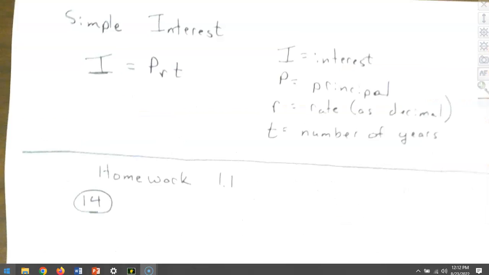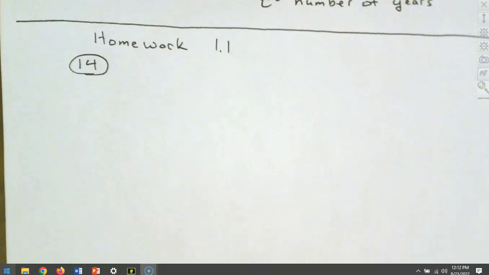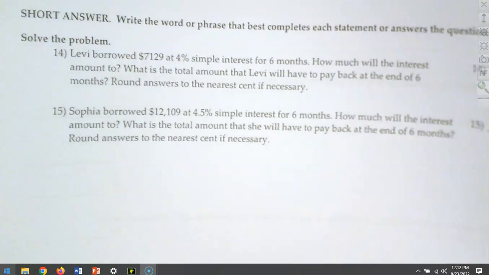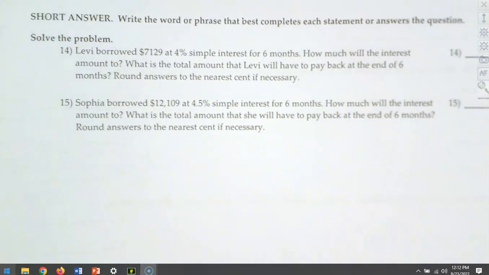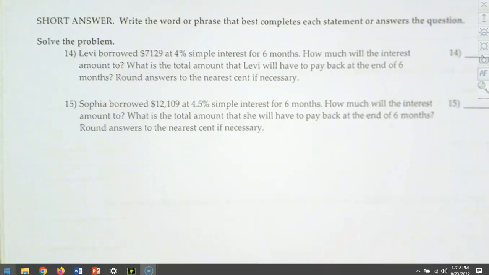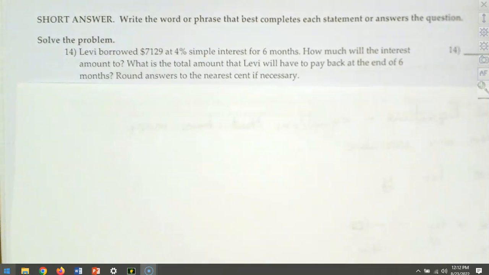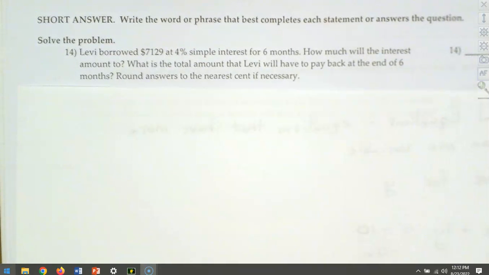So we're going to look at 1.1 homework. We're going to look at question 14. I'm going to read it. We're going to talk about it. We're going to solve it. And then you're going to use that to do 15. Now, where we need to be careful is with the years. T has to be in terms of years, so if we have it with months, we've got to divide by 12. So make sure you're aware of that.